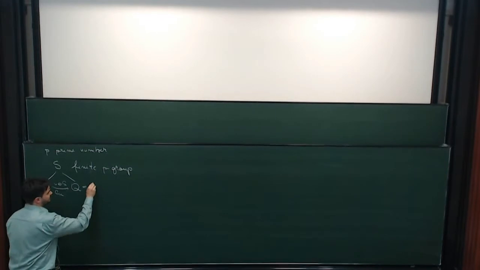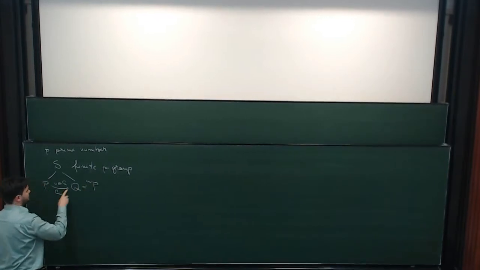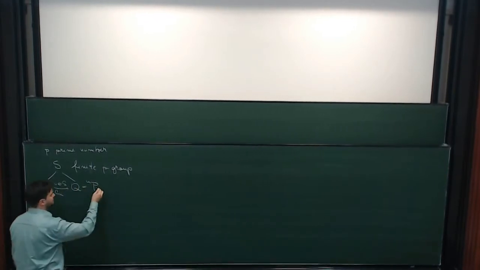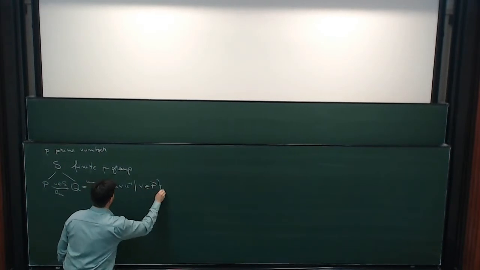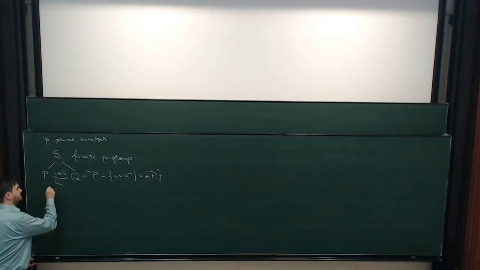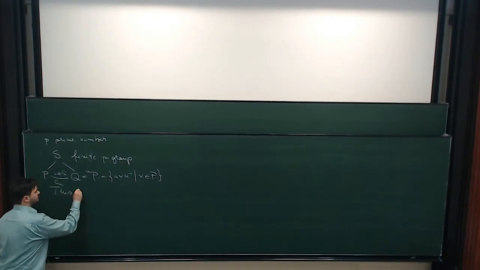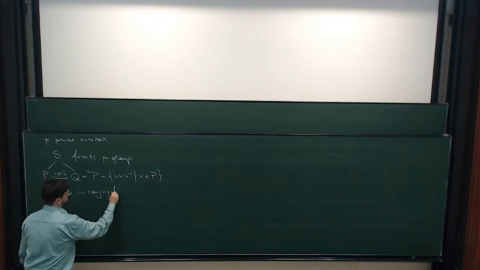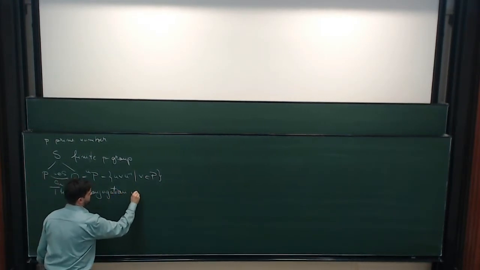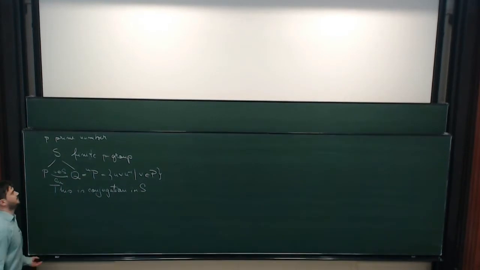So let's say that Q is the conjugate of P with respect to u, meaning, in group theory terminology, all the conjugates by u in P. So this is what we call conjugation in S, right? By elements in S.